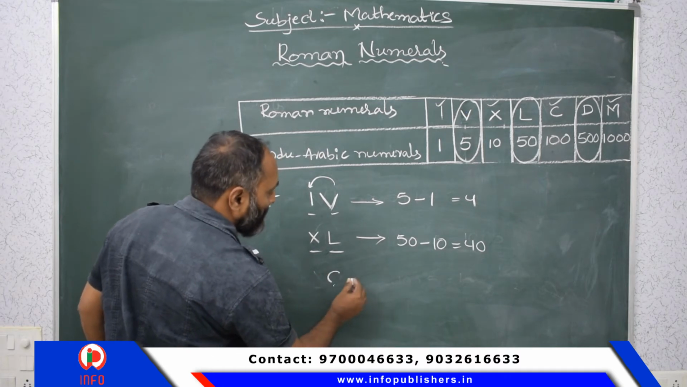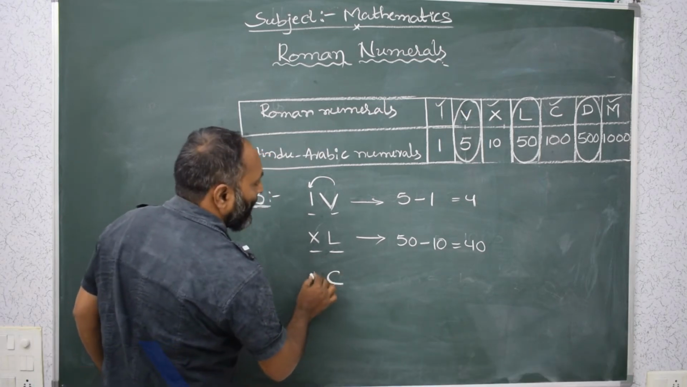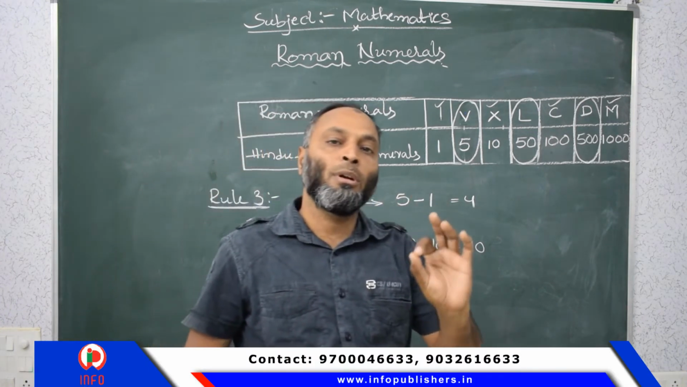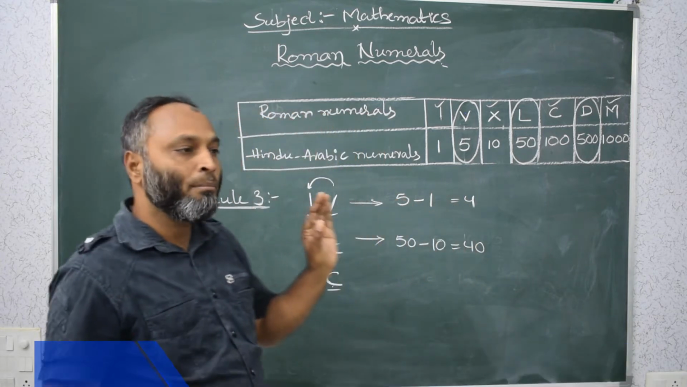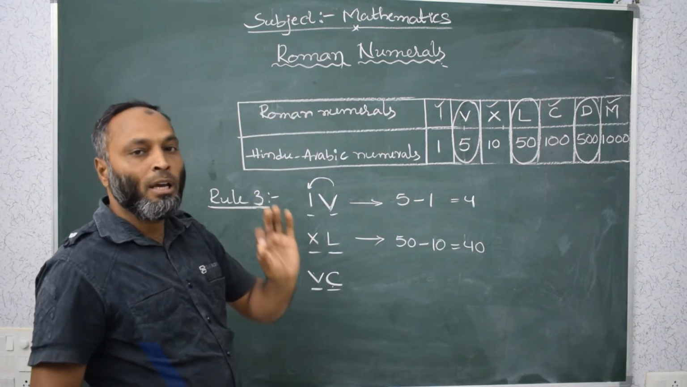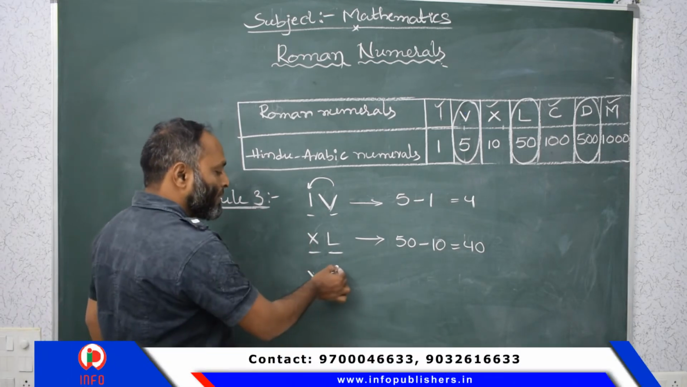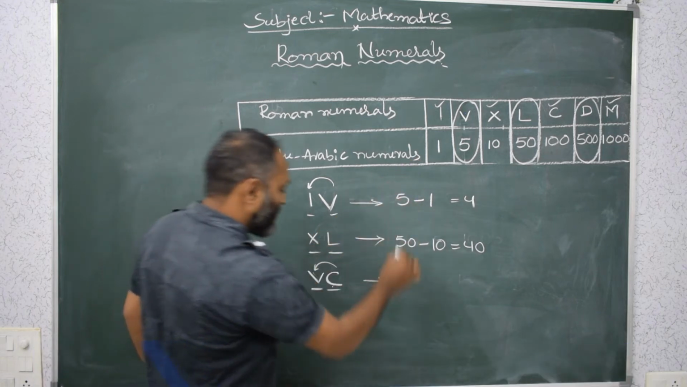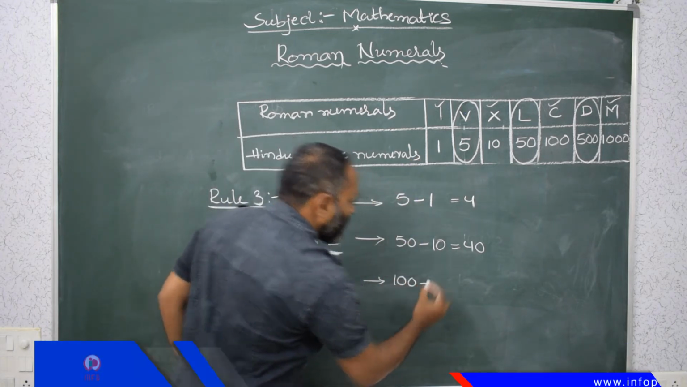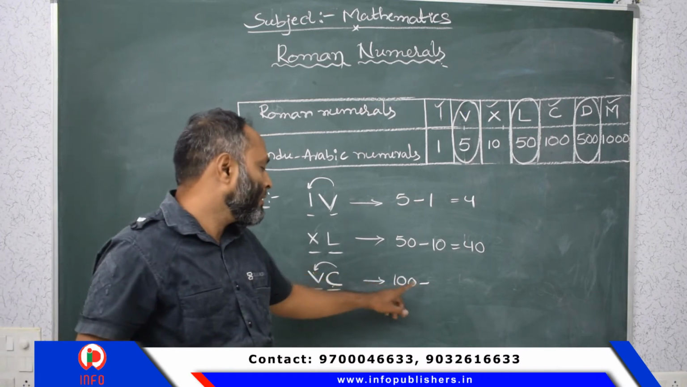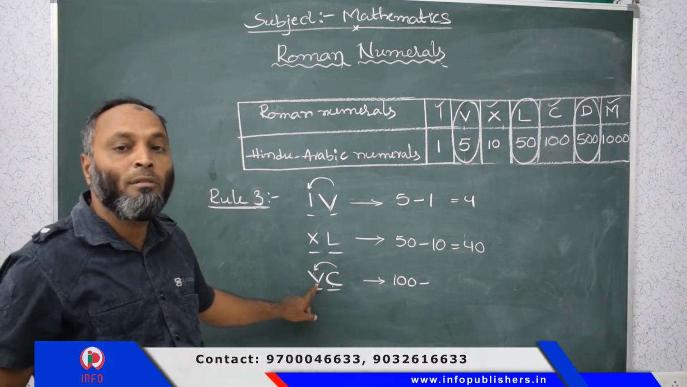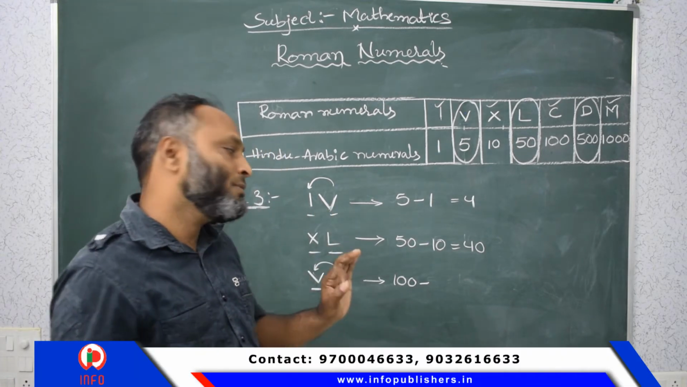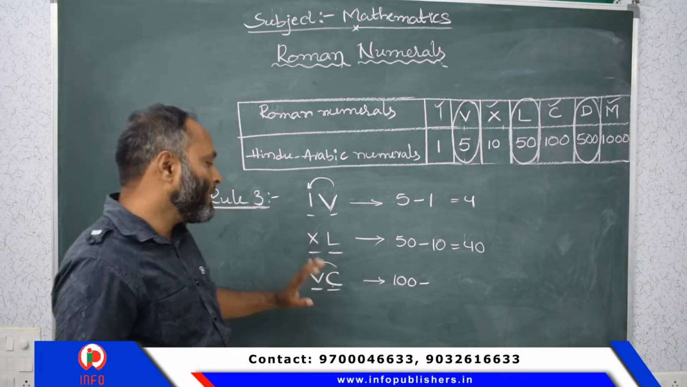that is C and V. This is the smaller Roman numeral. Whenever the smaller Roman numeral comes on the left side of the bigger Roman numeral, then we have to subtract. How to subtract? See here, first we have to take C. C means 100 minus. Why do we take minus here? Because the smaller Roman numeral is on the left side of the bigger Roman numeral. So that is why we are subtracting. This is the main reason.